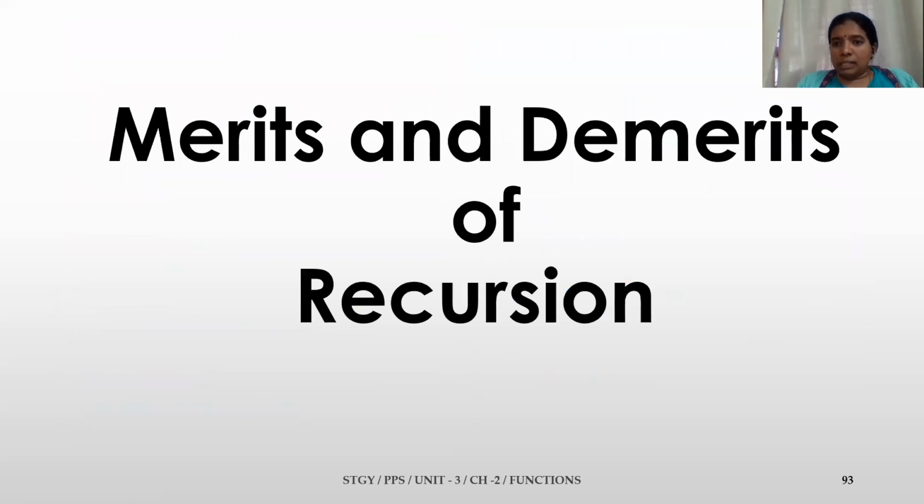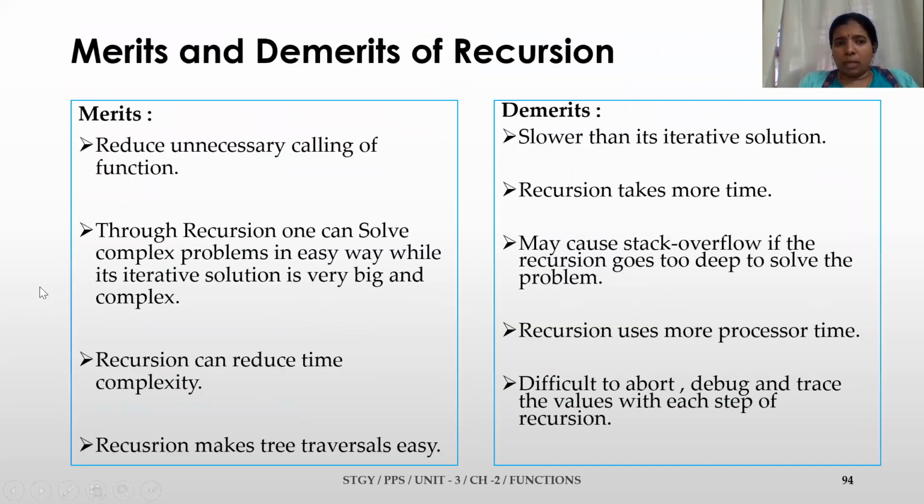Now, after seeing all this about recursion, it becomes extremely important for us to understand some advantages and disadvantages of recursion. What are the merits of recursion? The advantages include: it reduces unnecessary calling of many more functions. With recursion, one can solve complex problems in an easy way. That means if the iterative solution is bigger, sometimes the recursive solution may be smaller. Recursion can reduce time complexity and makes tree traversals easy. Especially tree traversals and implementing dynamic data structures are important cases where recursion is heavily used and makes the job easy. Recursion is more formula oriented.